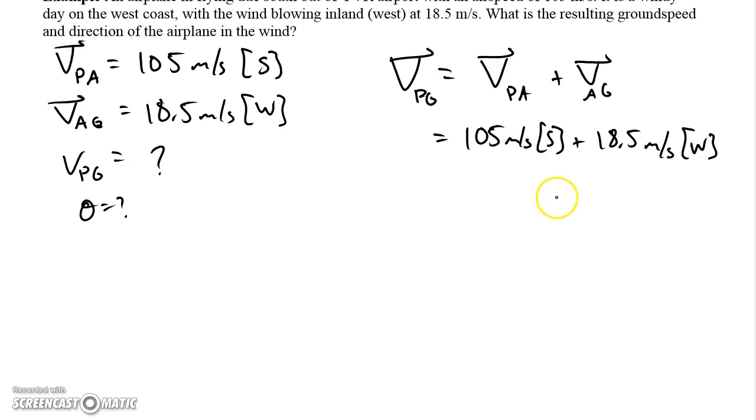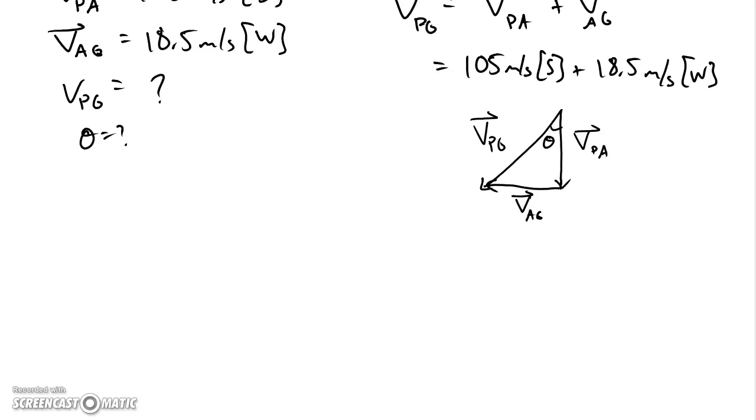So let's draw our vector that is going south and then west. So we've got VAG over here and V plane air over here and V plane G. And this is our angle. So what are we going to come up with? So first, the ground speed.